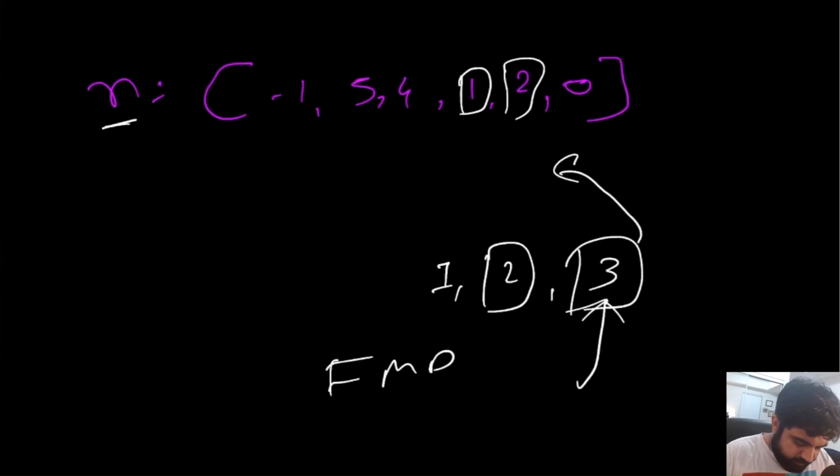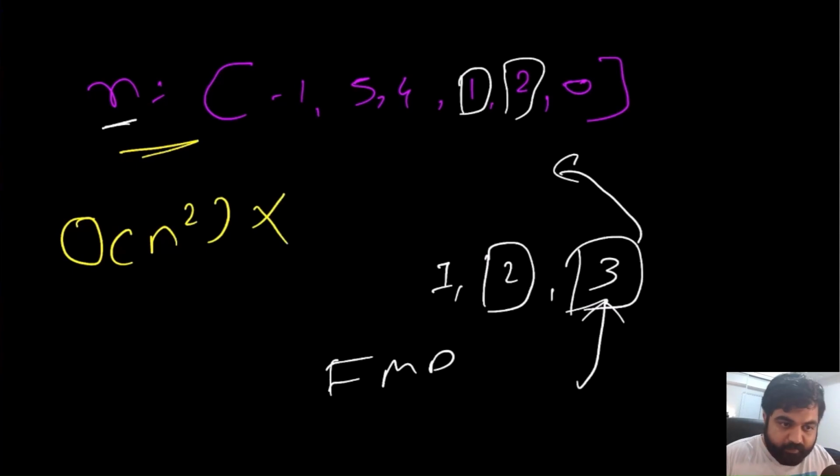But what is the issue with this brute force approach? Well, the issue is quite simple. Time complexity is actually going to be big O of n square, which is disastrous. So we will have to do something better than this. Let's try to find another approach and see if we can do something better.